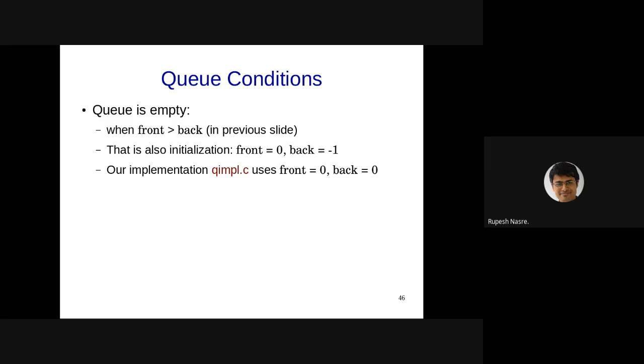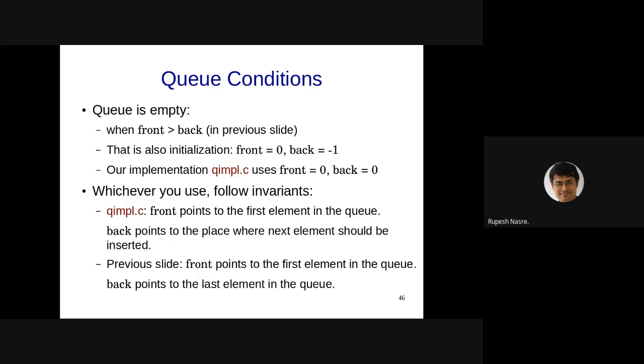So queue being empty on the previous slide, this cannot be just checked by saying that front is one ahead of back, right? So that cannot be used because that also signifies queue being full, right? So that is something which we'll have to worry about, and we'll come to queue implementation 2.c.